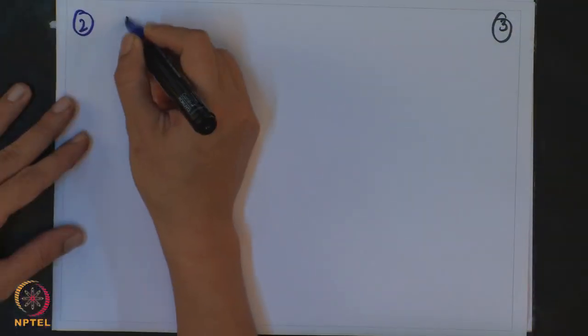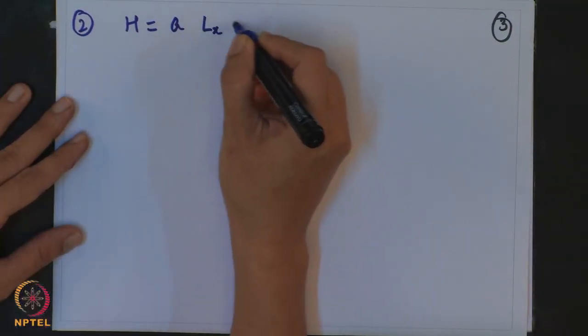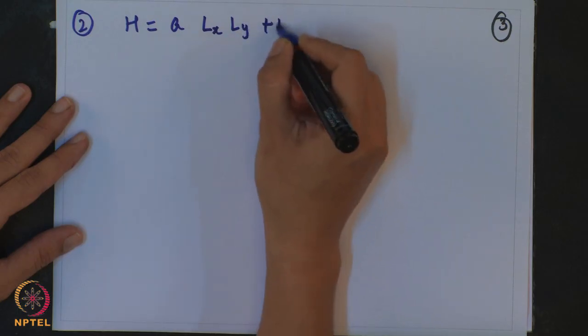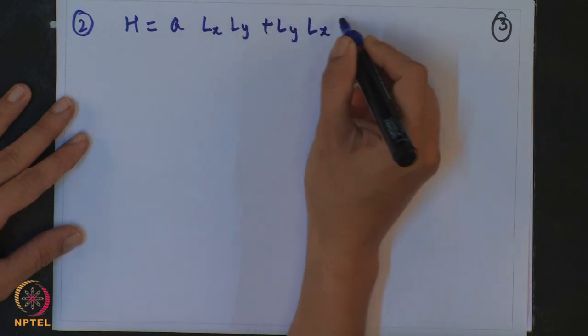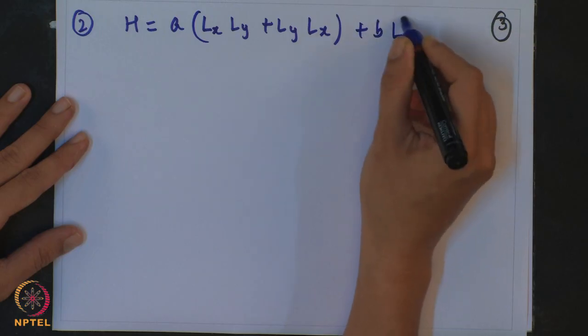In the second problem, a Hamiltonian is given to you and you have to evaluate some commutation relations and some more results. Okay. So, this problem is divided into 3 steps. So, second problem, H is A (Lx Ly plus Ly Lx) plus B Lz.